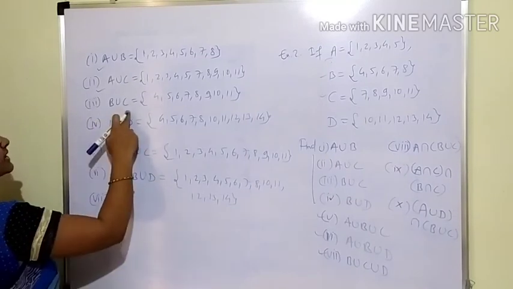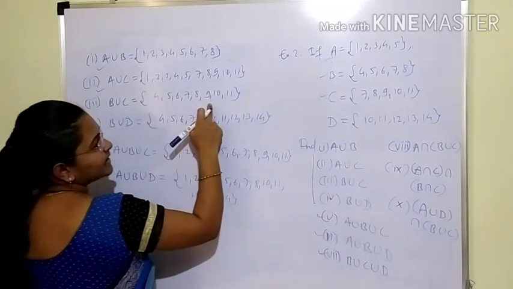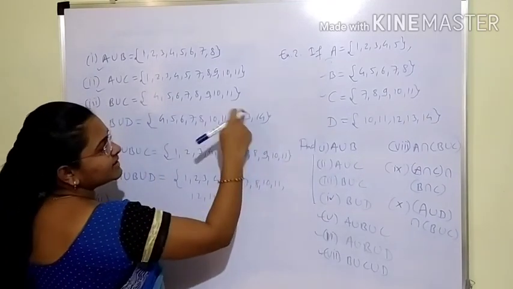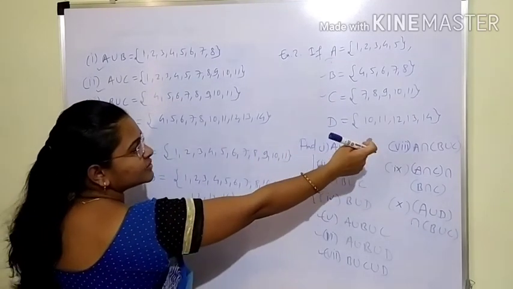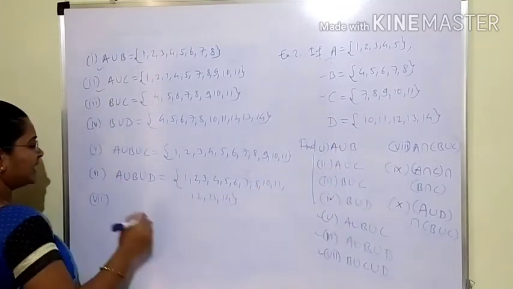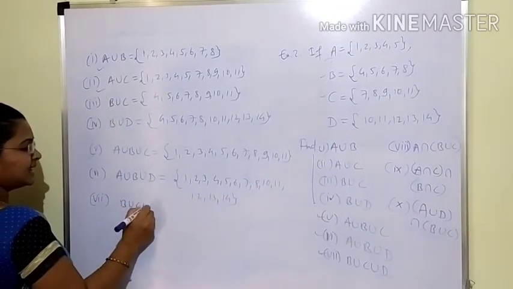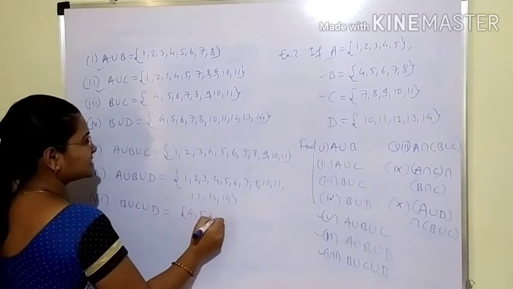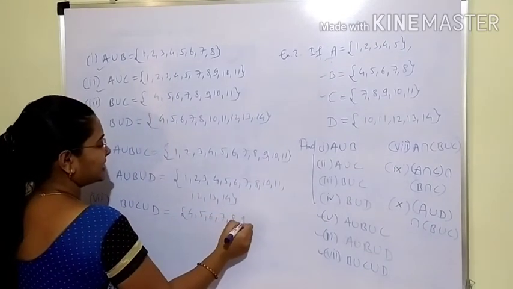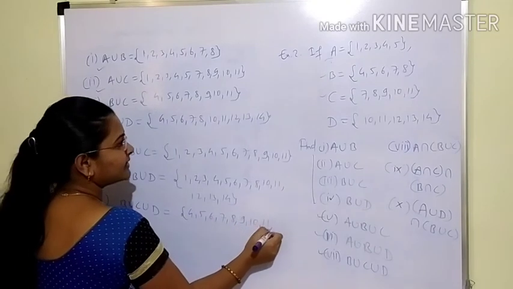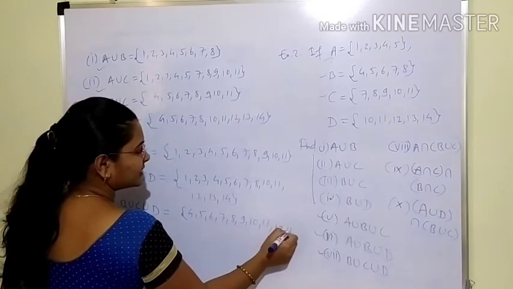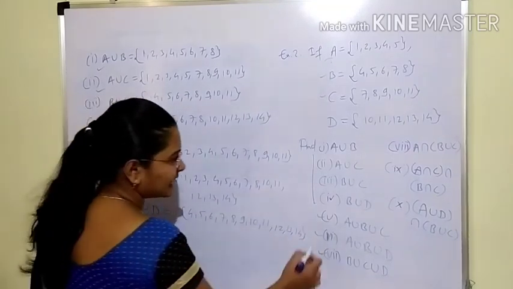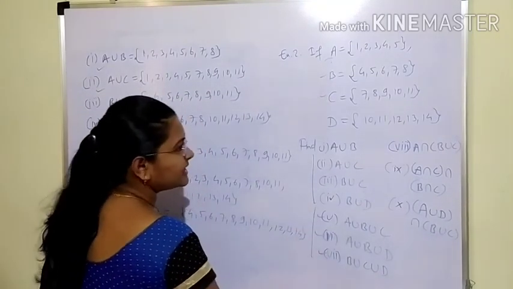Now seventh one, B union C union D. We know B union C. Now we'll take its union with D. So we'll not write 10 and 11 again. We'll write it once. So 12, 13 and 14 will be added. B union C union D: 4, 5, 6, 7, 8, 9, 10, 11, 12, 13 and last one 14. Understood?